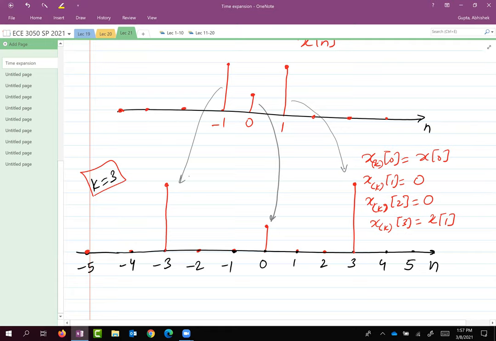Okay, so this is a time expansion. We are expanding the signal. We are stretching the signal across time. However, in the process, we are introducing some zero signal. So we're not losing information in this process, but we are adding some more information, which is 0, 0 in between the stretched signal. So this is why it's called time expansion. You're stretching the time axis and introducing some zero signals in between.